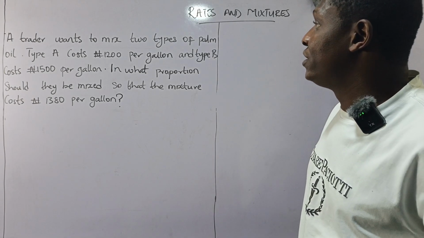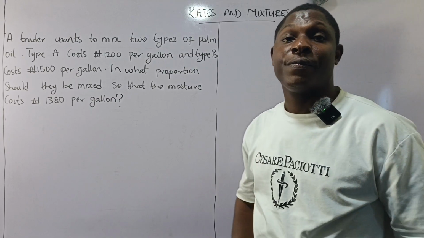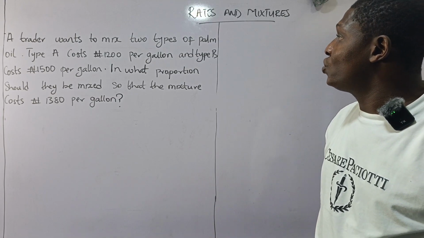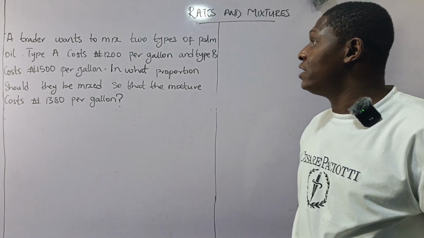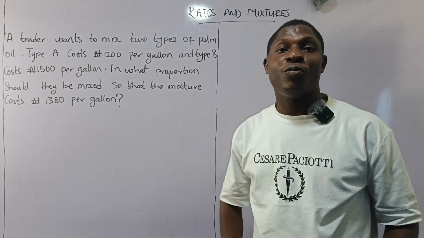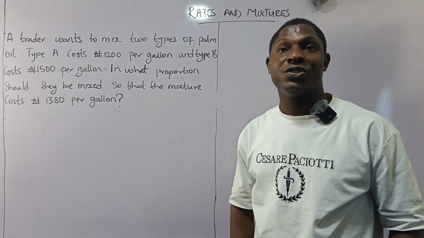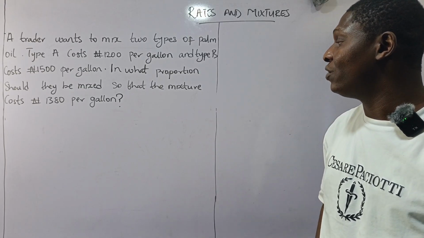The question on the board reads: a trader wants to mix two types of palm oil. Type A costs 1,200 naira per gallon and type B costs 1,500 naira per gallon. In what proportion should they be mixed so that the mixture costs 1,380 naira per gallon?